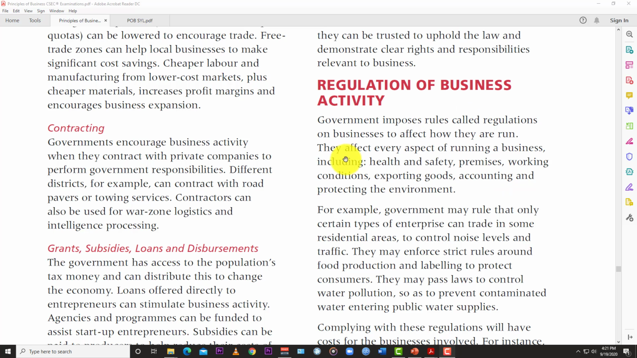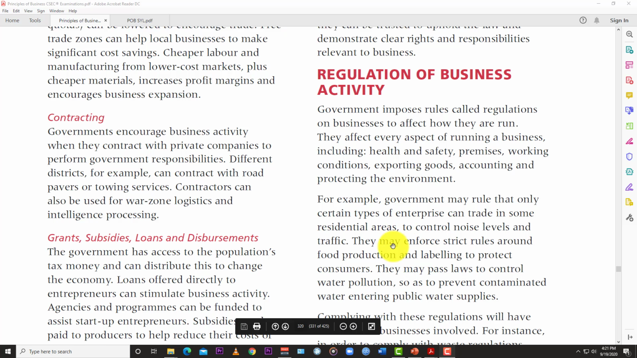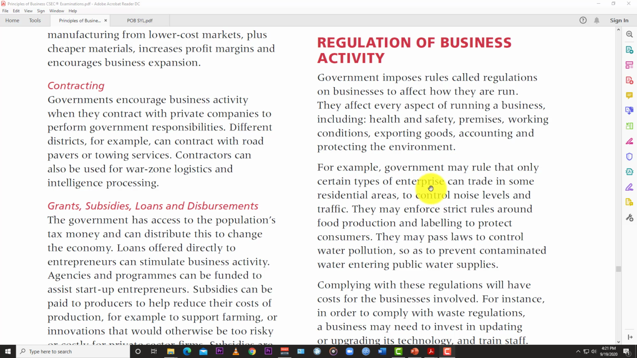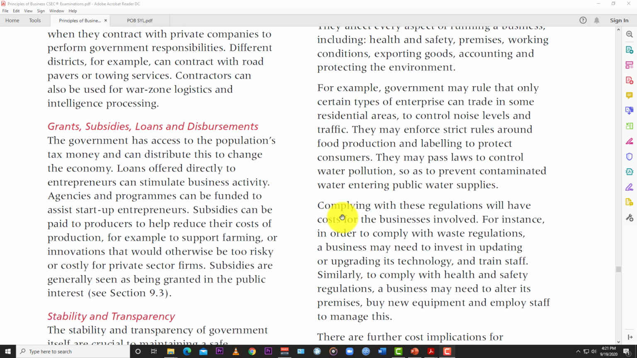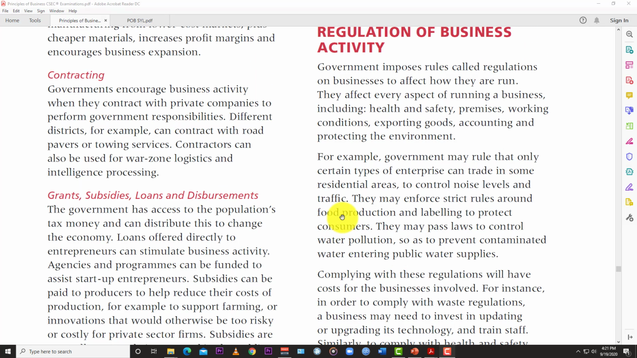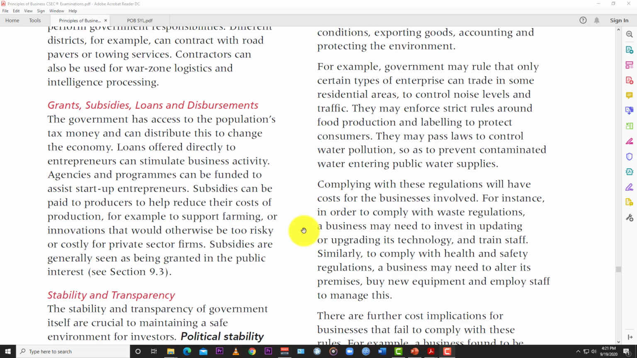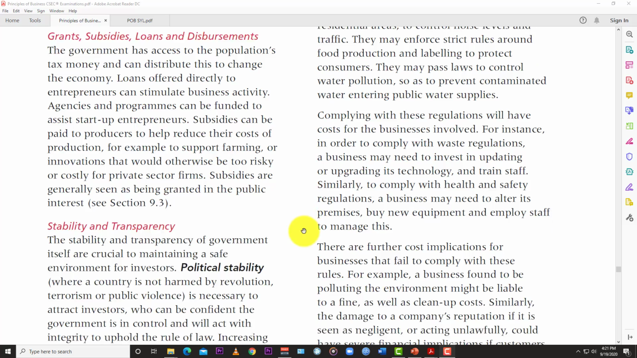All right, so the regulations, the rules, the government ensures that there are certain rules that pertain to the business environment. For example, government may rule that only certain types of enterprise can trade in some residential areas to control noise levels and traffic. So that comes down to things like zoning. The government would be in charge of putting zones like industrial parks, like certain businesses cannot operate in residential areas because maybe chemicals being spewed, the stench being released from certain business activities, things like that. So zoning is also part of the regulatory body that the government has in place to control or to facilitate business activities.